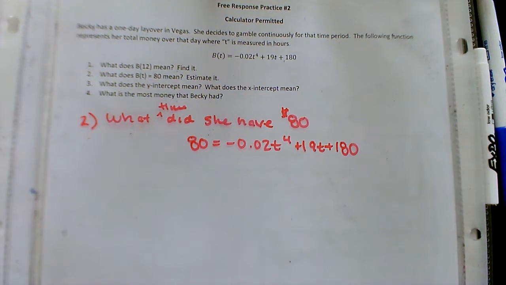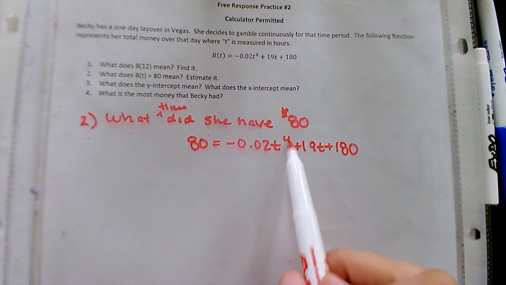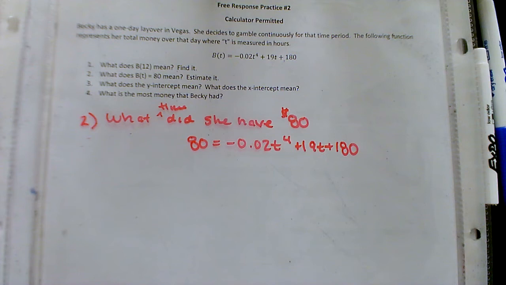Okay, so if this was a nice linear equation, we could solve for t. Unfortunately, it's quartic. Okay, it has that power of 4. So we're going to go ahead and utilize our graphing calculator to help us try to figure out this time value. Okay, we're going to go ahead and graph this so we can get a good visual.